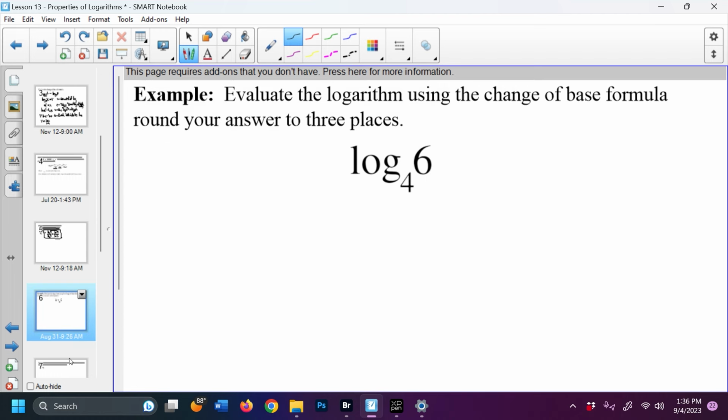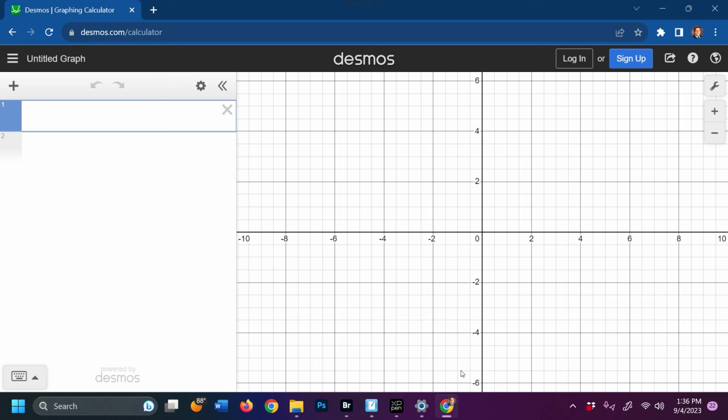The next example asks us to evaluate using the change of base formula, and we're allowed to do that with any known logarithm. So just to keep it simple, I am going to rewrite this logarithm as the ln of 6 over the ln of 4. Now Desmos lets us do this in a number of different ways. So let's go to Desmos. Desmos allows us to just type in the logarithm. If I type in ln 6 divided by, and then I hit that backslash for my divided by, ln of 4, it will make that calculation for me.